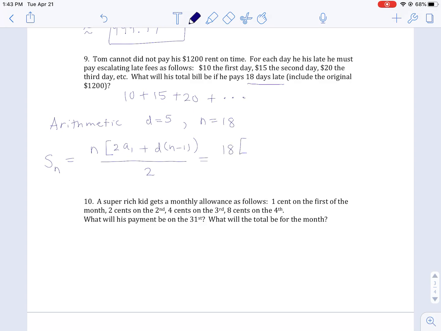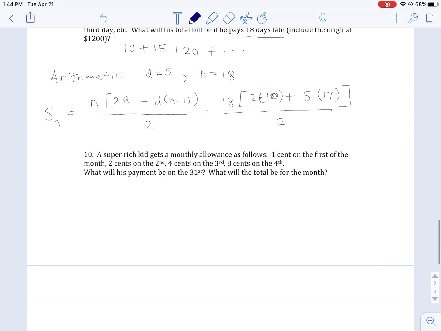So 18 days, we double the first term, so we're going to double 10. The common difference here is 5. n minus 1 is 17. Make it look better, put that in parentheses. And divide by 2. So all together, he has $945 in late fees.